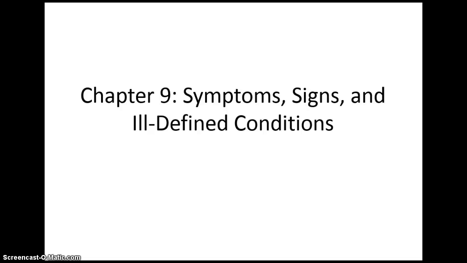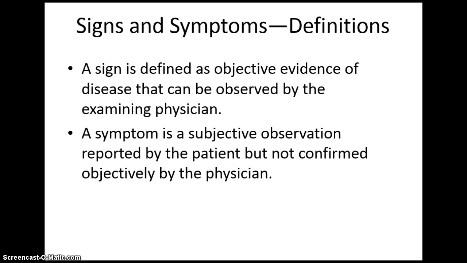In Chapter 9, we're going to review signs, symptoms, and ill-defined conditions. A sign is defined as an objective or measurable evidence of a disease that can be observed by the examining physician. A symptom is a subjective observation reported by the patient but not necessarily confirmed objectively by the physician.